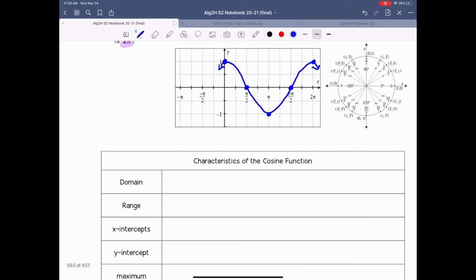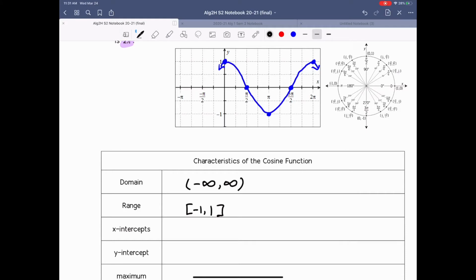All right, so first up, the domain of the cosine function. Well, just like the sine function, the domain is all real numbers because this graph goes forever in both directions by intervals of 2 pi. Now looking at the range, it is the same as the sine function. We have an upper bound of 1 and a lower bound of -1. So that means that the range is from -1 to +1.